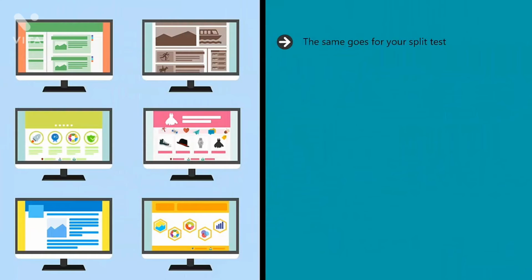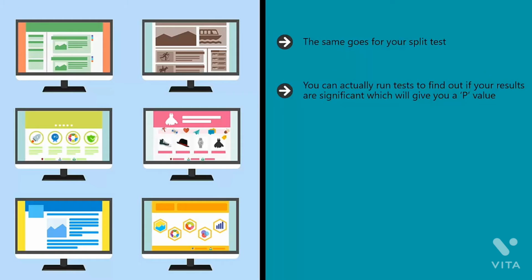Run the test long enough and the results become increasingly likely to be accurate. This is what we refer to as statistical significance. You can actually run tests to find out if your results are significant, which will give you a p-value. This p-value tells you the percentage likelihood that the outcome was a fluke, with anything less than 5%, p less than 0.05, being considered significant.